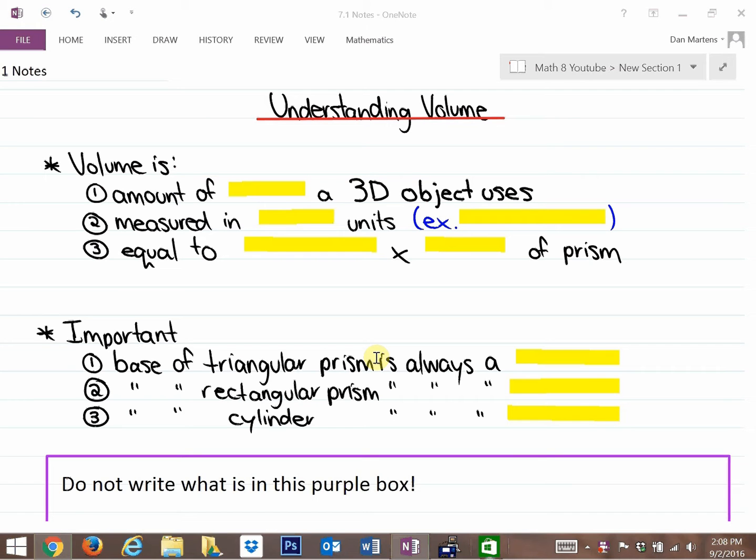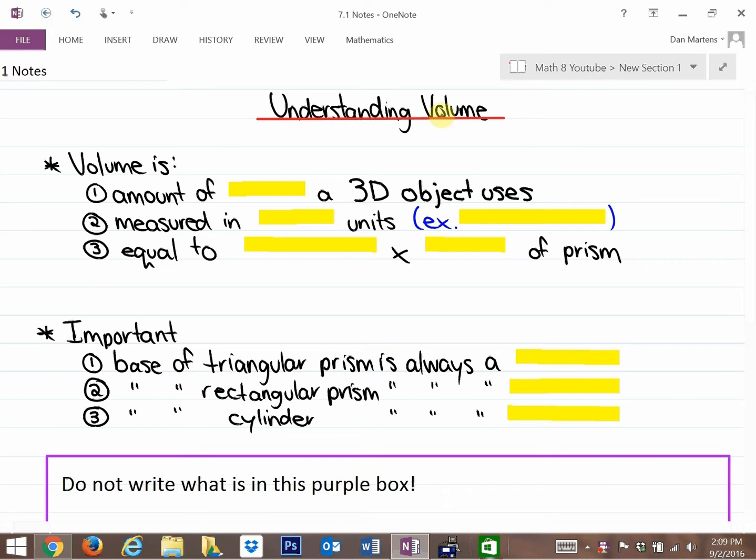In this lesson, we are going to be looking at how we understand volume. Now, volume is related to the space that something contains, a 3D object uses. So the three different ways of looking at volume, and then we'll look at a couple of key ideas, and then just a couple of examples that you don't have to record down.